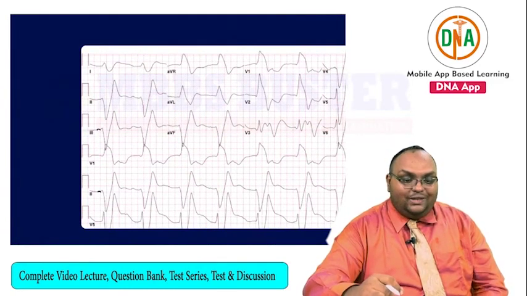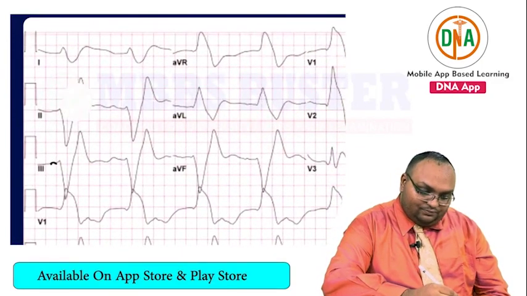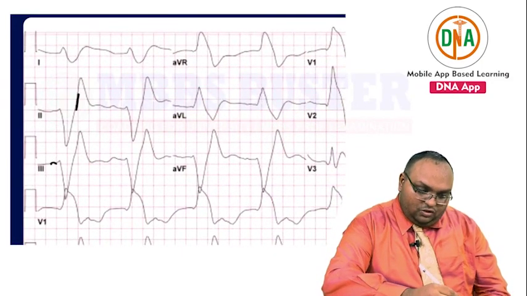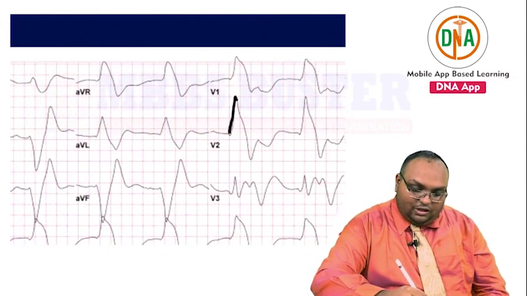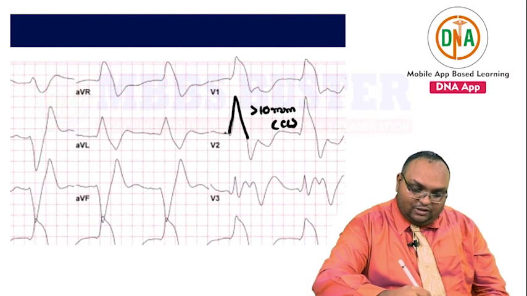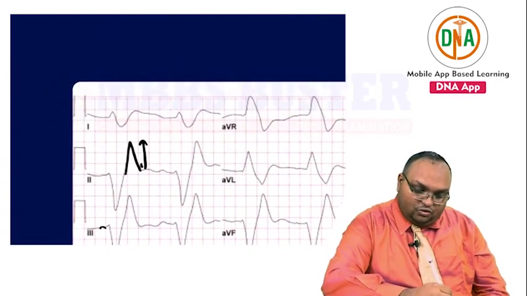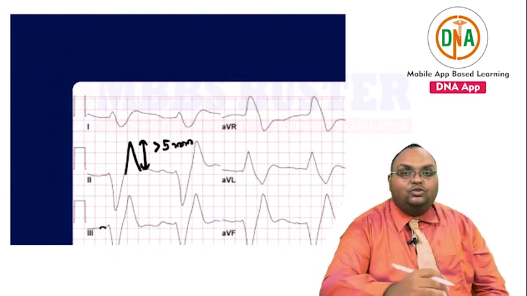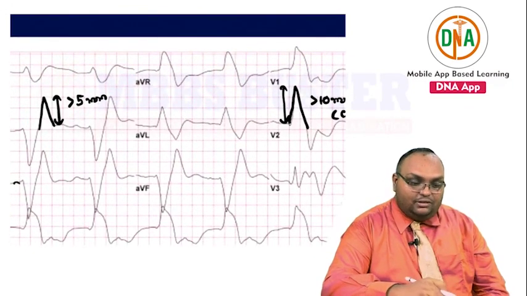So what will this condition be where you can see tall T waves? How do you know I can call them tall T waves? Because you know they are more than 10 millimeters tall in the chest leads. It's definitely more than 10 millimeters, almost 4 large squares, and more than 5 millimeters tall in the limb leads. It's definitely more than 5 millimeters, almost 15 millimeters. You have tall tented T waves.